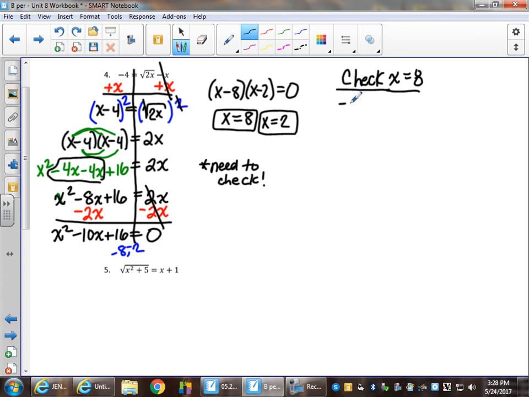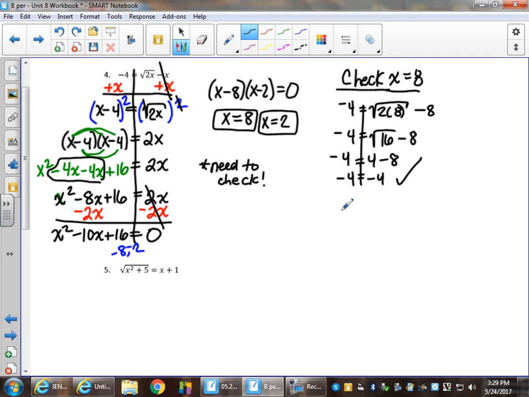Doing the check of x equals 8, it'll be negative 4 equals the square root of 2 times 8 minus 8. Notice how I put a little end to the square root sign, and I make sure that by accident I don't write minus 8 underneath the radical. So this becomes negative 4 equals the square root of 16 minus 8. Negative 4 equals 4 minus 8. Negative 4 equals negative 4. Check. So x equals 8 worked out.